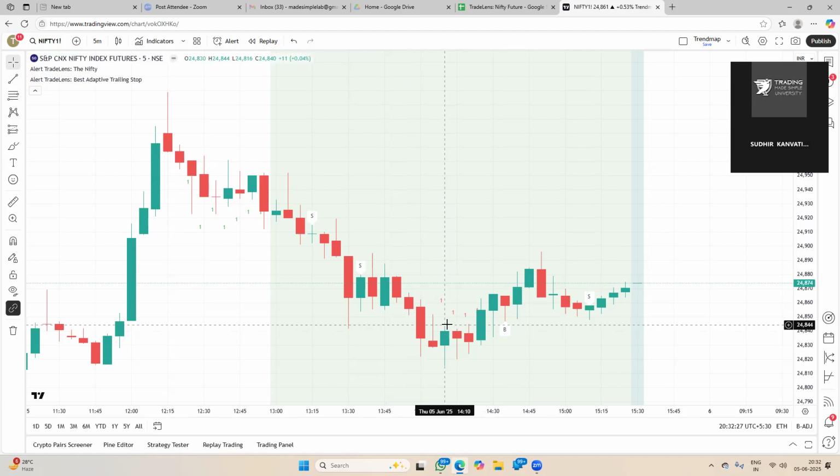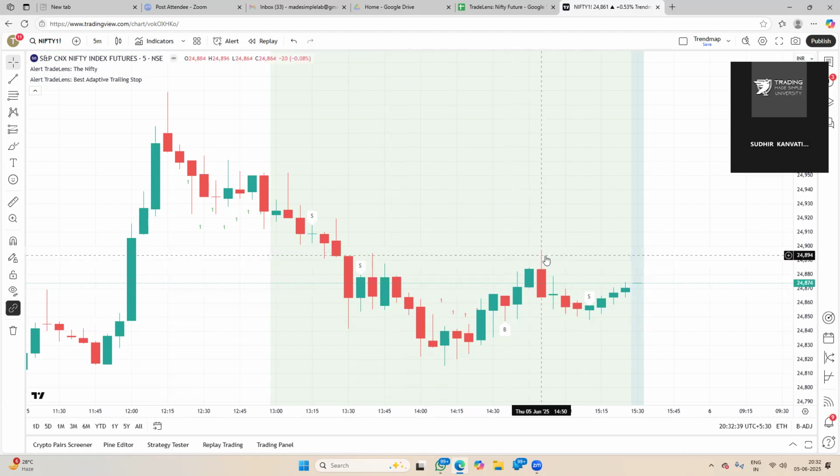Okay, fine. And later on, you can see yet another buy trade happen here. Which actually exited at cost to cost, because the 30-point target didn't hit, the stop loss was not hit, and it exited at cost.